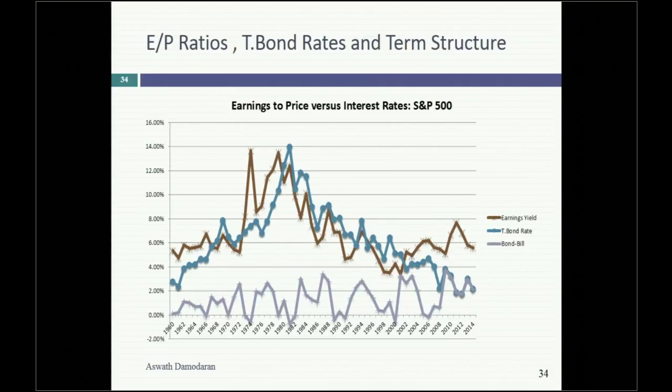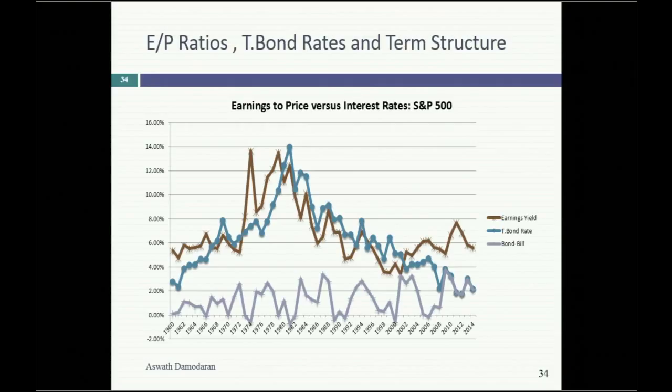The brown line is the earnings to price ratio over time. So you can see in the 1970s, the earnings to price ratio is increasing. That means you're getting stocks really cheap. You're getting them at 8 times earnings, 7.5 times earnings, 6 times earnings. Right next to it, you see a blue line, that's your T-Bond rate.